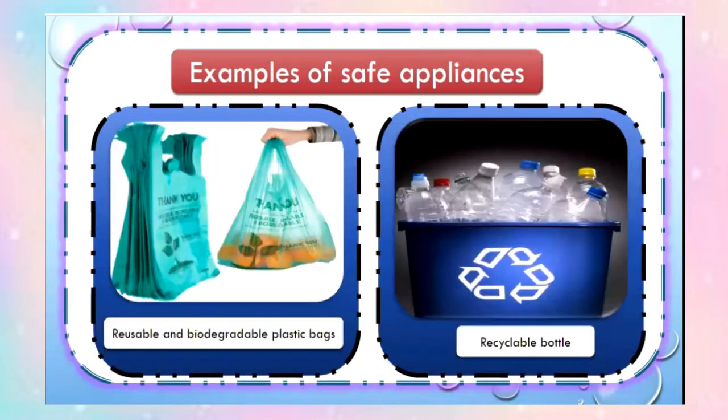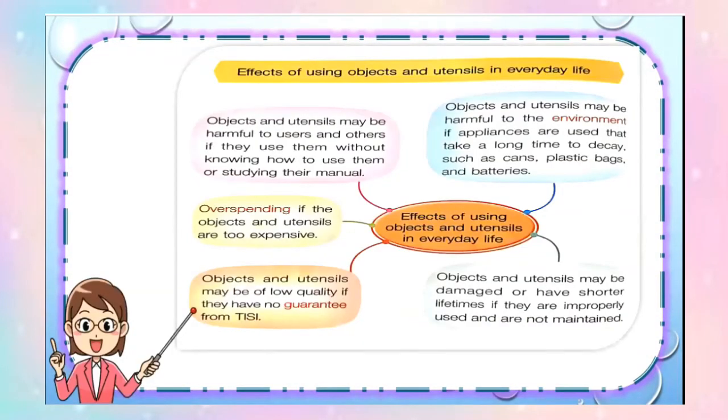Okay, next. Other examples of safe appliances or safe utensils or things at home are reusable and biodegradable plastic bags, and recyclable bottles. So we need to make sure that the things that we have at home are what? Recyclable or reusable. So we don't have to throw away many things, which can cause pollution in our environment, and it's not good. Okay, next.